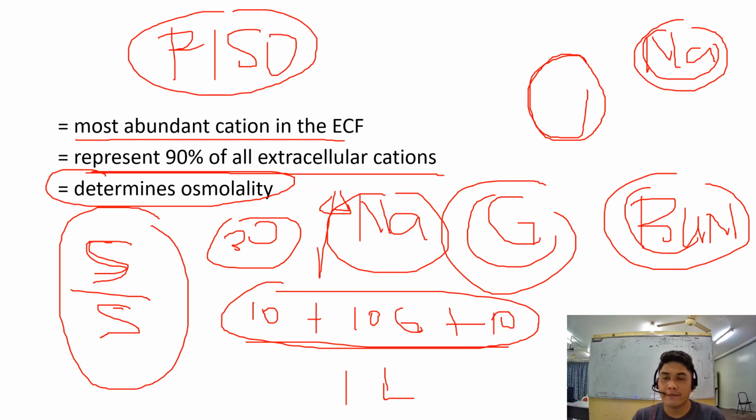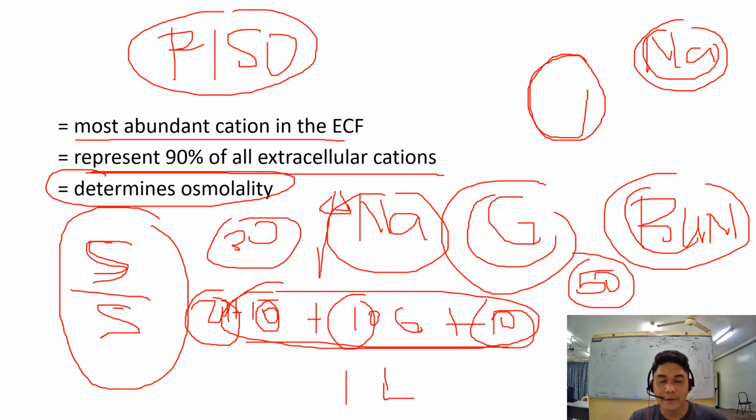Now if you ingest food rich in sodium, rich in salt, the osmolality is automatically affected because you need to add sodium. So instead of 10, let's say you added 20 sodium. So 20 plus 10 plus 10 plus 10 is 50. 50 divided by 1 is 50. So the osmolality is 50. So it is increased because of the alteration in sodium concentration.